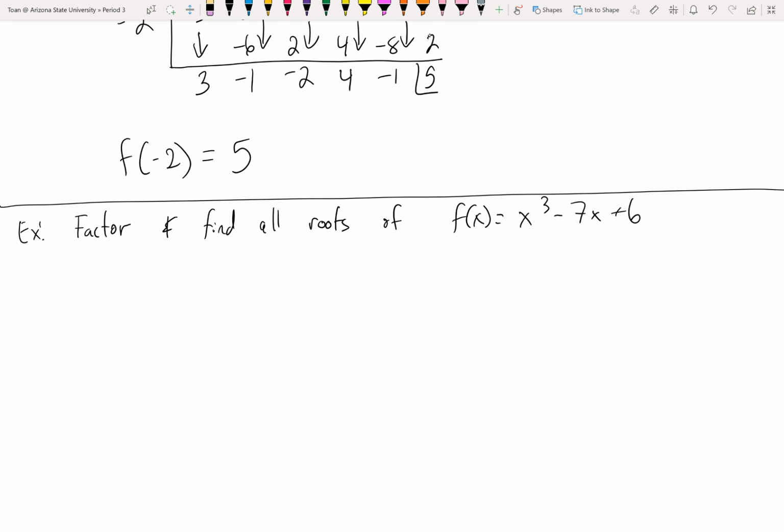For all intents and purposes, is this a hard question? Yeah. I don't know how to do it. I wouldn't be able to factor this as it stands right now.